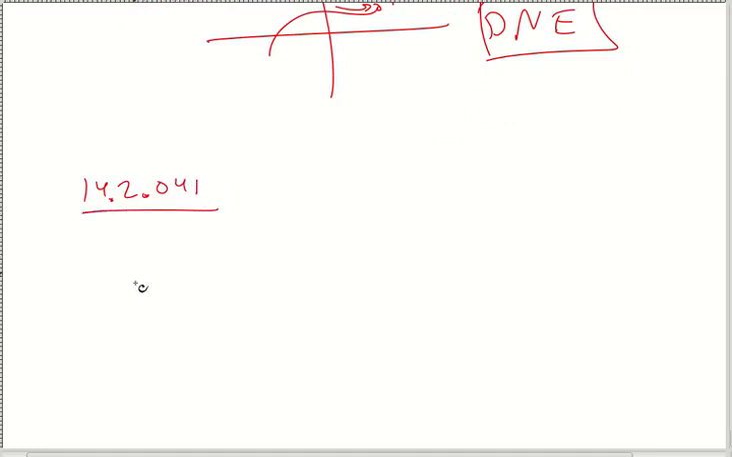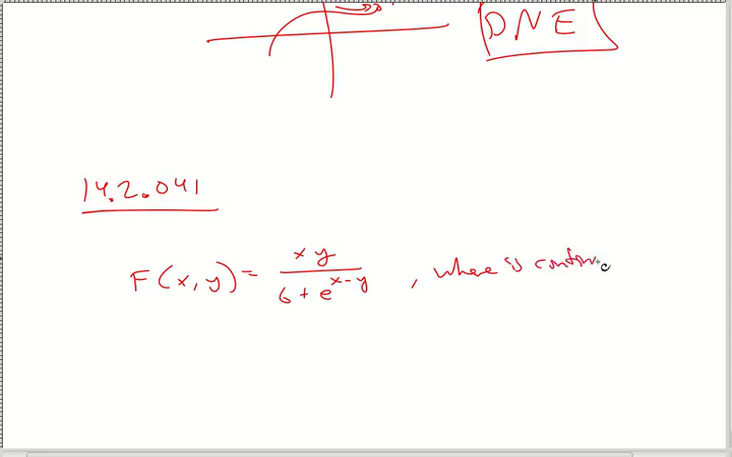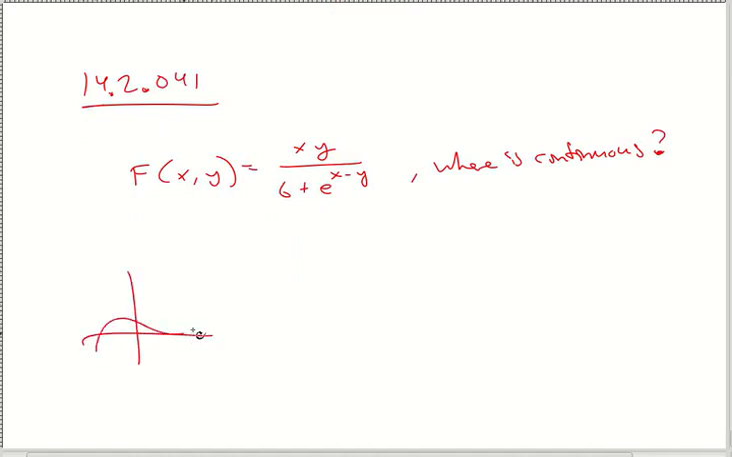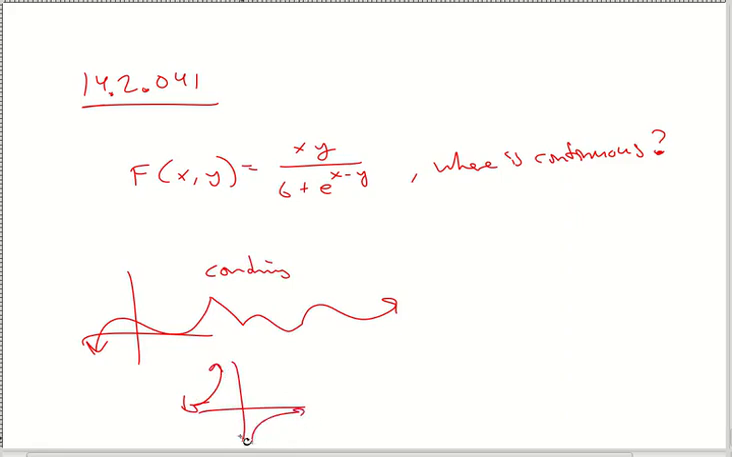Let's keep going. I got a capital F of x comma y is equal to xy over 6 plus e to the x minus y, all in the power. And it says, where is this continuous? Remember, continuous is, even with sharp points, as long as you're not picking up your pencil from the paper, this is all continuous, okay? What would be not continuous is to have something like a reciprocal function. See, I had to pick my pen up off the paper in order to make that work, so this is not continuous.